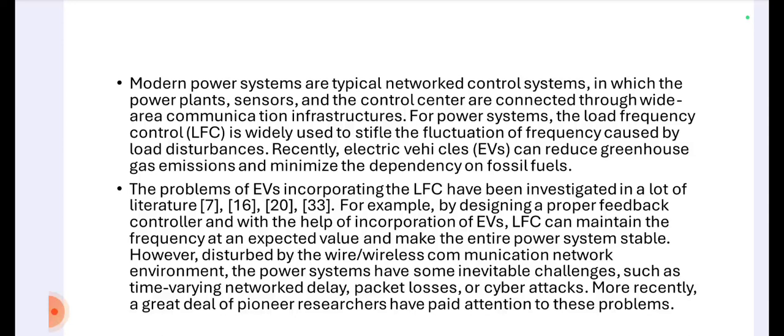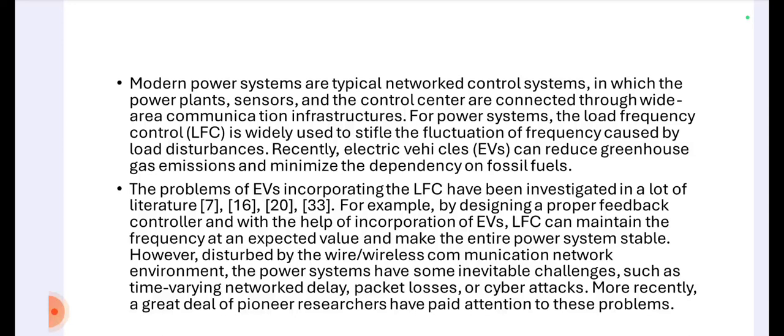The problems of EVs incorporating the LFC have been investigated in a lot of literature. For example, by designing a proper feedback controller with the help of incorporation of EVs, LFC can maintain the frequency at an expected value and make the entire power system stable.